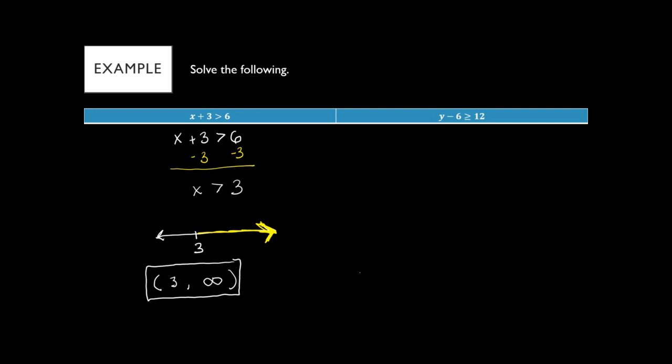All right. So the second one that I have here is y minus 6 is greater than or equal to 12. So we want y by itself. We need to have it on the left. So I'm going to add 6 to both sides. And this gives me y is greater than or equal to 18.